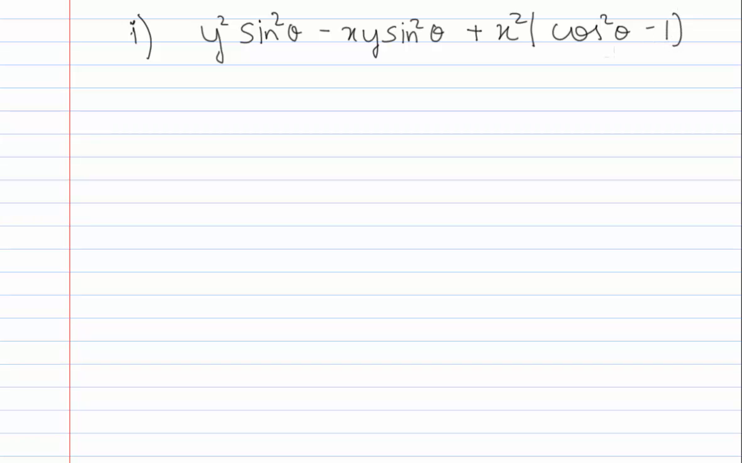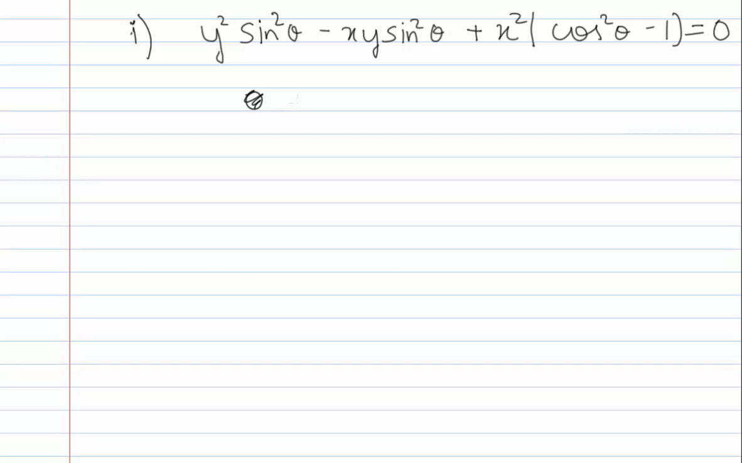Alright, we have to figure out the angle between the pair of straight lines which are given by, so this involves trigonometric angles, y square sine square theta minus xy sine square theta, and then we have plus x square, cos square theta minus 1. So this is the line and this is equal to 0. This is the equation of the pair of straight lines, and we have to figure out the angle. So let's do that.